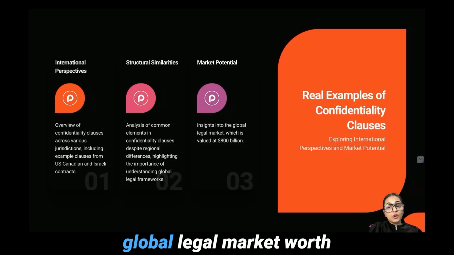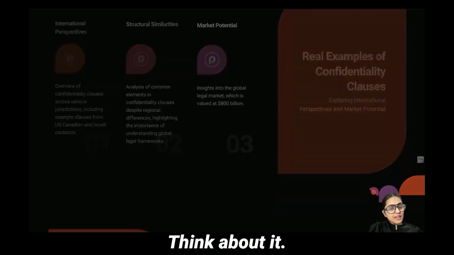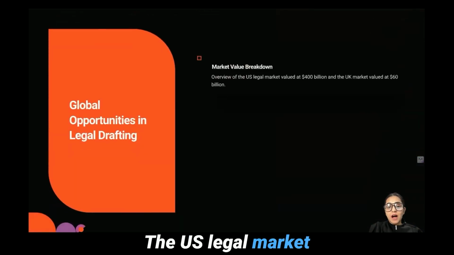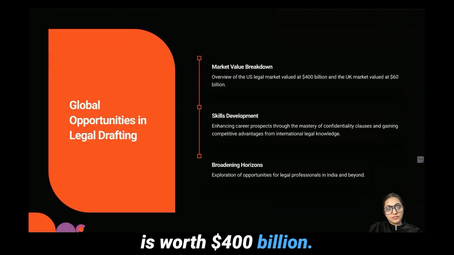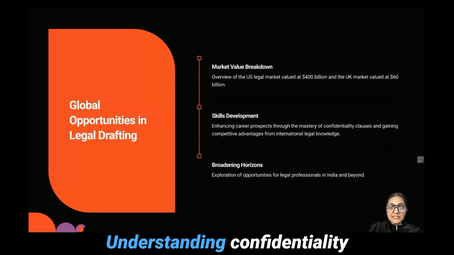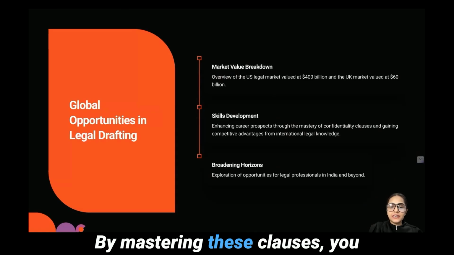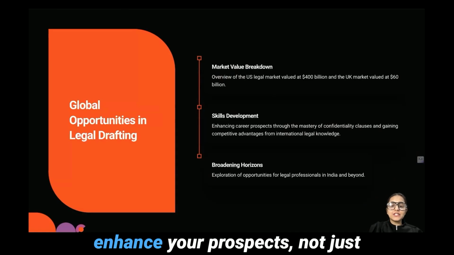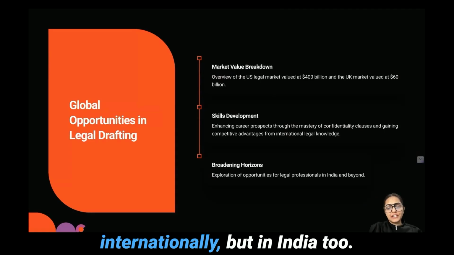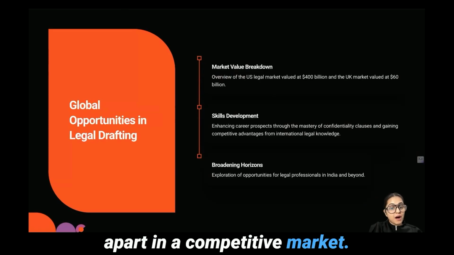You can tap into the global legal market worth $800 billion annually. Think about it. The US legal market is worth $400 billion. The UK adds another $60 billion. Understanding confidentiality clauses opens doors to this vast market. By mastering these clauses, you enhance your prospects not just internationally but in India too. The skills you develop will set you apart in a competitive market.